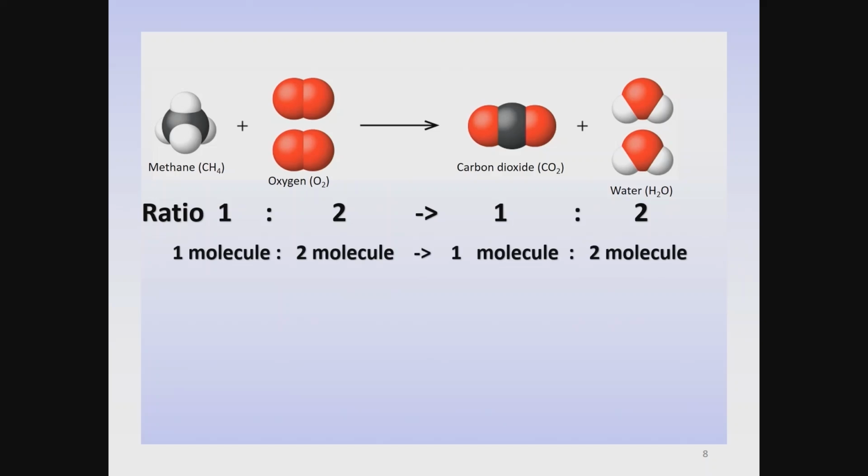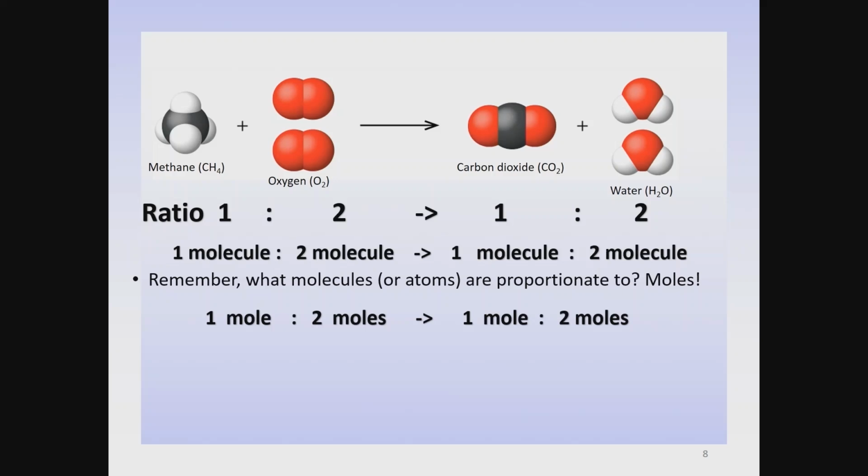Now, you could just add molecules to that. So again, 1 molecule of methane reacts with 2 molecules of oxygen to produce 1 molecule of carbon dioxide and 2 molecules of water. Now, one of the things that we've learned is that there is a direct relationship between moles of a substance and a molecule of a substance. So what you can also say, because moles and molecules are directly related, is that 1 mole of methane will react with 2 moles of oxygen to produce 1 mole of carbon dioxide and 2 moles of water.